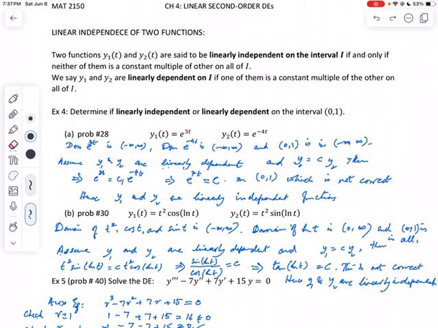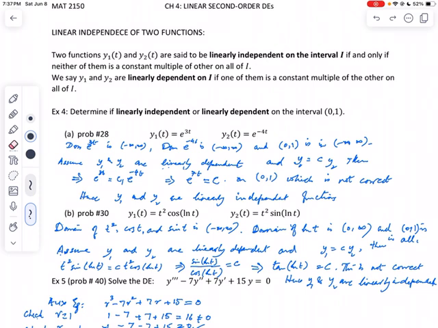Continuing with section 4.2, now we are going to look at linear independence of two functions, because remember in the previous video I mentioned that we want the solutions to be linearly independent functions. So what do we mean by linear independence, and when can we say two functions are linearly independent?